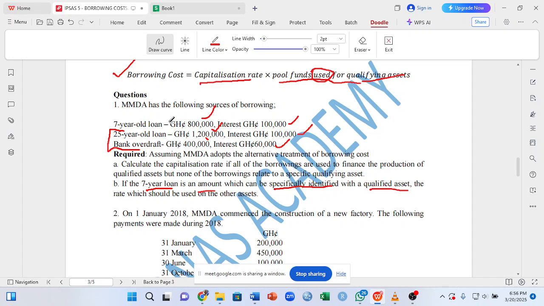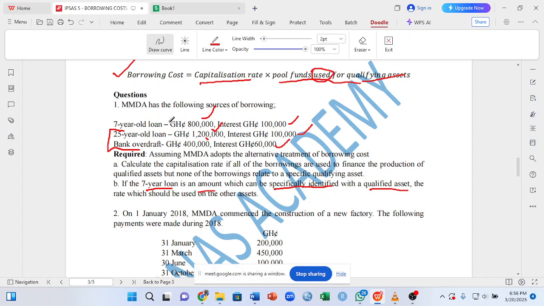Requirement B or requirement A? The requirement B. Okay, initially it said A. So assuming it's requirement B, then yes, you're right. You're going to use the 10% to calculate the borrowing cost on the loan that we use for the qualifying asset. Okay, 10%. Okay, thank you. So the second person, continue, please. Your question.